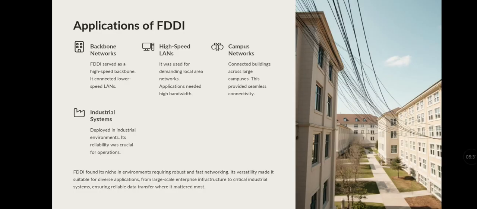Next, we'll see some applications of FDDI. First, backbone networks. They are used as a core network to link smaller, high-speed LANs. It is suitable for demanding environments needing high data throughput. Campus networks. It is used for connecting multiple buildings over a long distance. Industrial systems. It is deployed in manufacturing plants and control systems where reliability and speed were crucial.